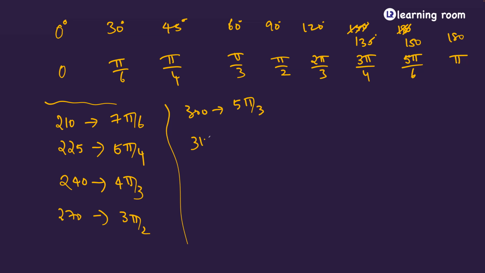Okay, then you can think of 315. Since 5 is there, it should be a multiple of 45. It will be 7 times, so it is 7 pi by 4. Then whatever number you write, 330. 330 is 11 times pi by 6. So think of it like that, 11 pi by 6. Then you can think of 360.